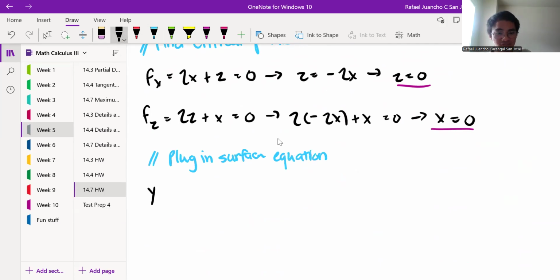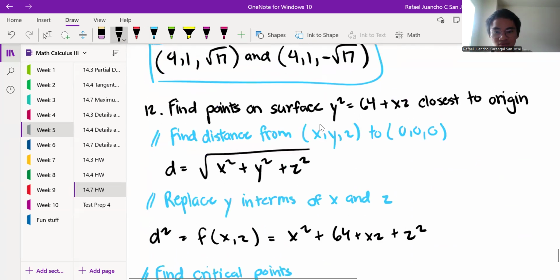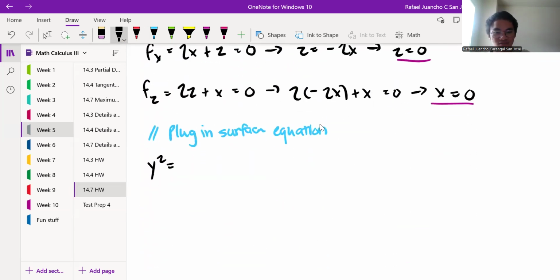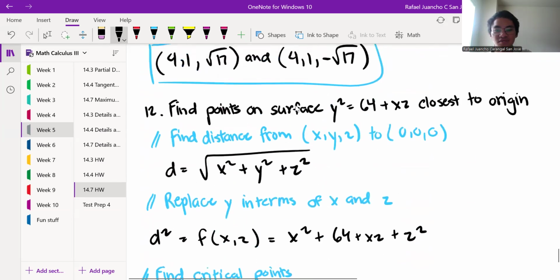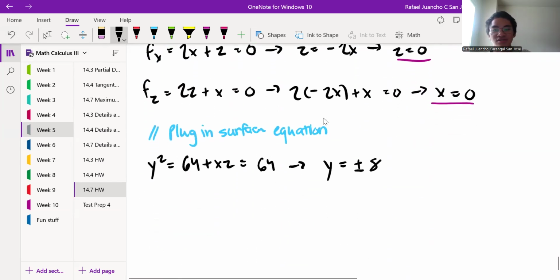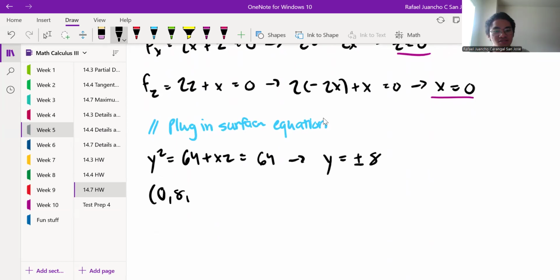So here I do y squared is equal to 64 plus xz. So that's going to be, oops, xz. Here in this case, it's actually just 64. And so my y is just, well, plus minus 8. And so my 2 points on that surface closest to the origin are 0, 8, 0 and 0, negative 8, 0.